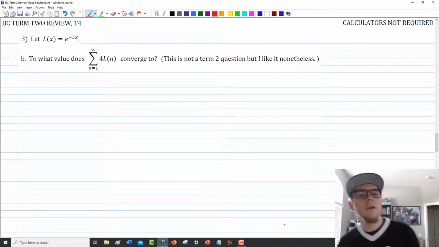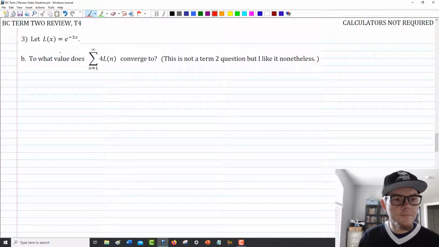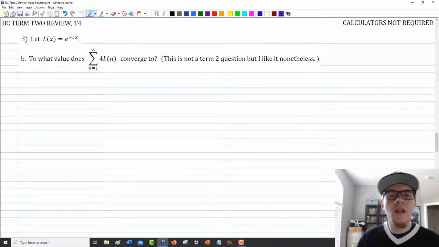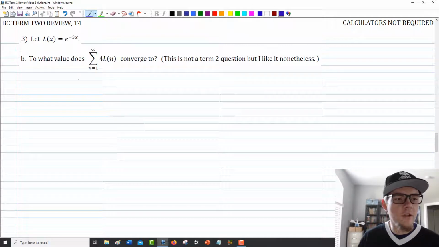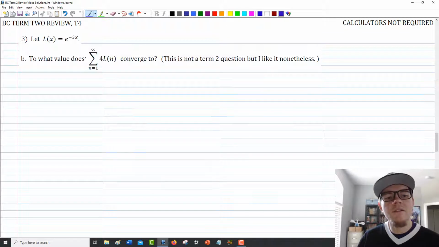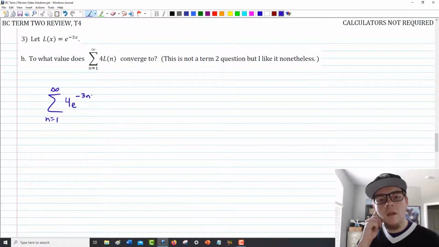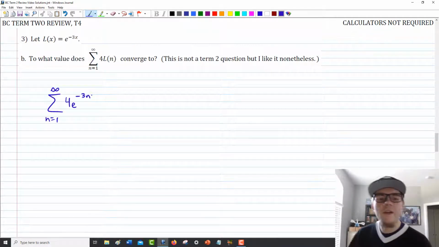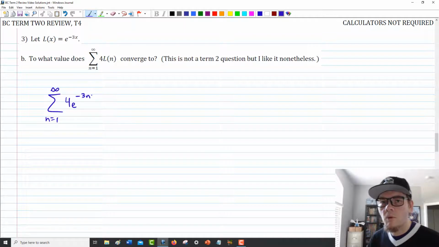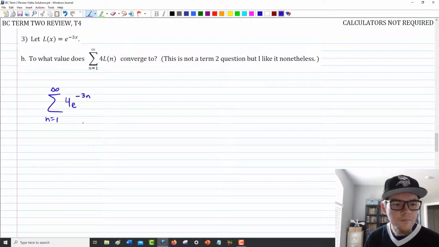Continuing forward with the work using this function L of x, the next question is one of those not a part of term 2, but I think good question. It asks us to what value does this series for L of n converge to? And cleaning this up a little bit, this is equivalent to 4e to the negative 3n. So we want to figure out the value it converges to. Not just does it converge, but what value does it converge to? So what's the sum of this series?